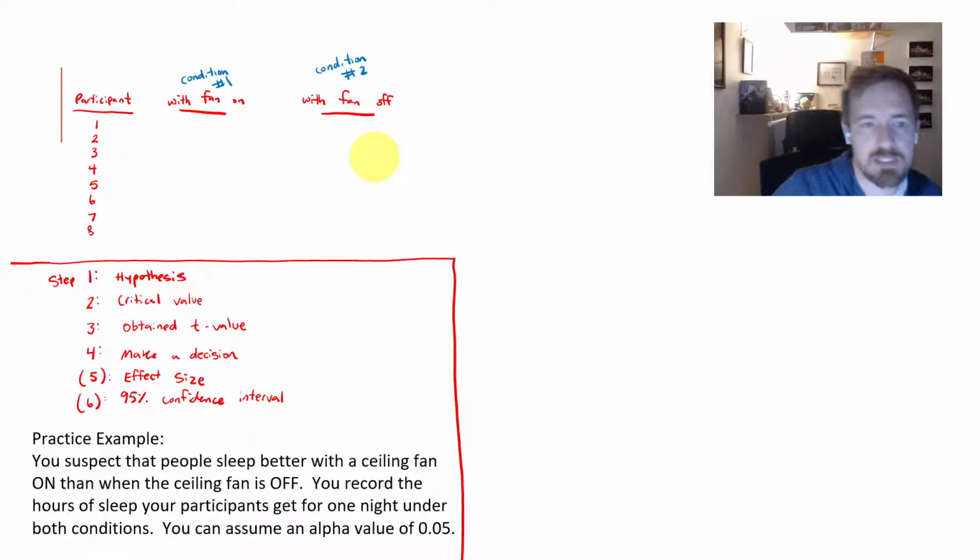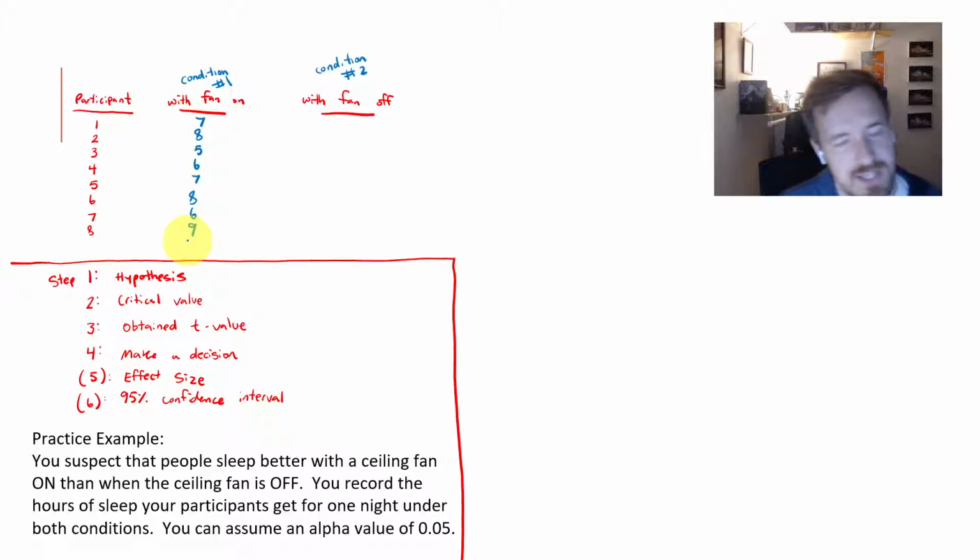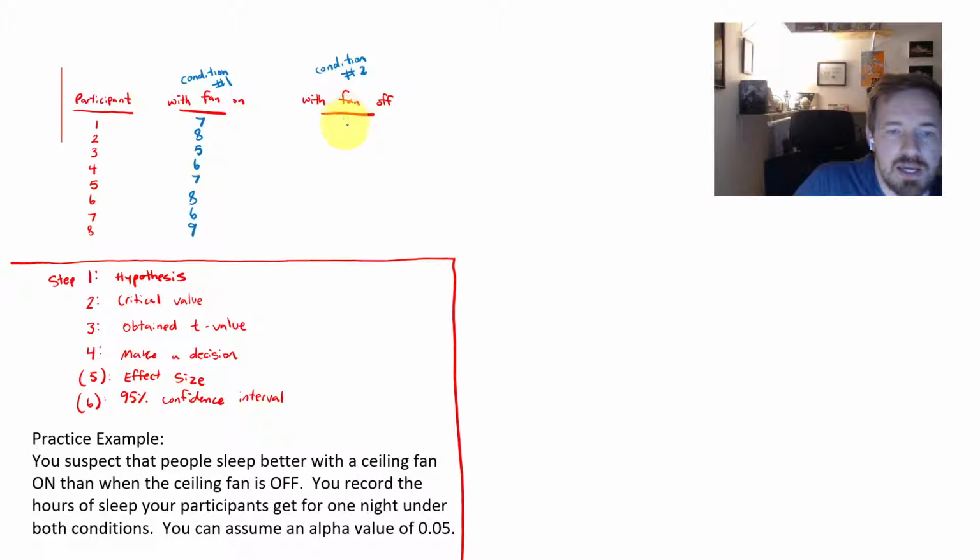I'm just going to be randomly choosing some stuff. So I'm going to say 7, 8, 5, 6, 7, 8, 6, and 10. Alright, I said 10 and I wrote 9. Alright, so that's 1, 2, 3, 4, 5, 6, 7, 8. Perfect. Okay, and then with the fan off, I'm going to say 6 and 7 and 5 and 7 and 7 and 7 and 7 and let's go with 8.